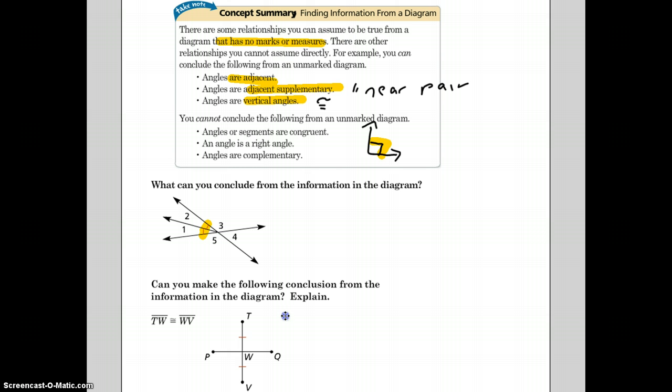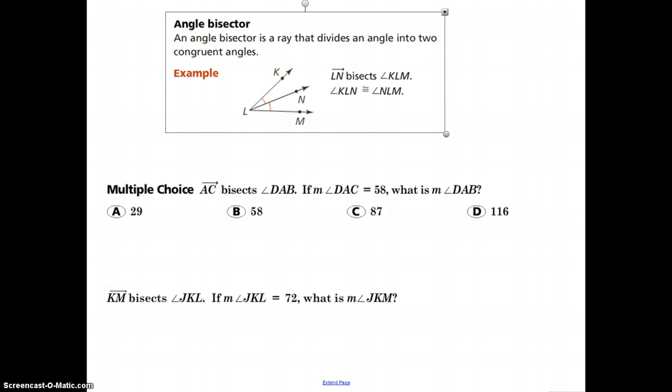What about this one? What can you make of the following conclusion in the information in this diagram? Segment TW is congruent to segment WV. So segment TW is here, and here's segment WV. And yes, those are congruent because this little line right here is your congruent symbol. That is marked on your picture that those are congruent. So it's going to be important that you can look at pictures and figure out what you can tell from this picture.